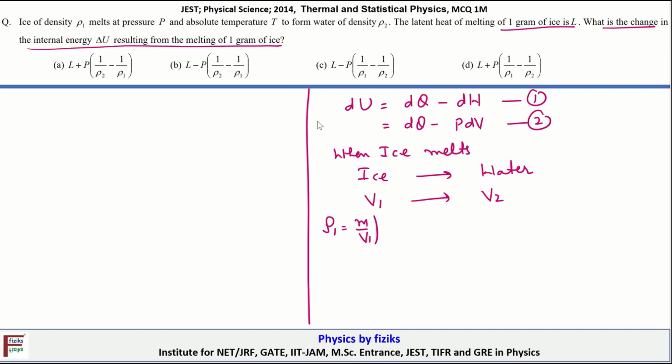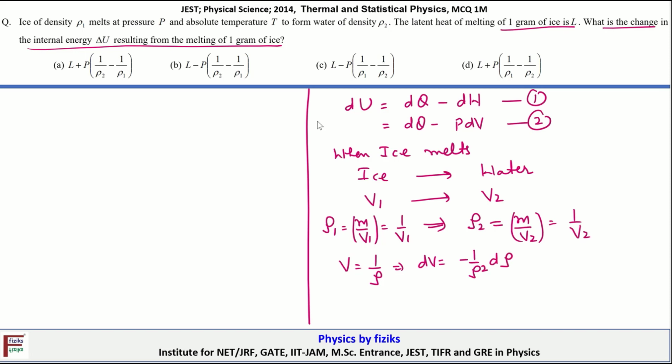Here it's given to be 1 gram, so the density changes from ρ1, which is 1 by V1, to ρ2. ρ2 is equal to mass, which stays the same, divided by V2, and that is equal to 1 by V2 basically. So in general the volume is related to the density through this relationship, volume is equal to 1 by rho, which implies dV is equal to minus 1 by rho square d rho. So basically we can calculate the work done either by knowing the information about dV or d rho.